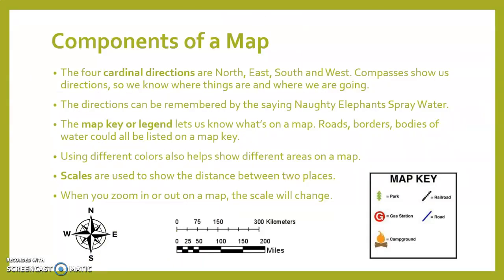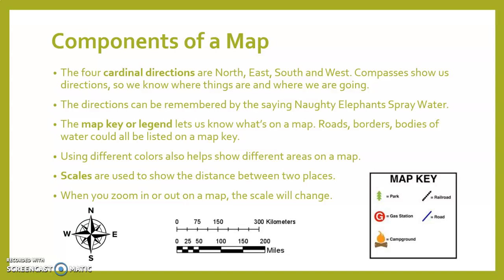Here are some components of the map. The 4 cardinal directions are north, east, south, and west. Compasses show us directions, so we know where things are and where we are going. The directions can be remembered by saying, Naughty Elephants Spray Water.